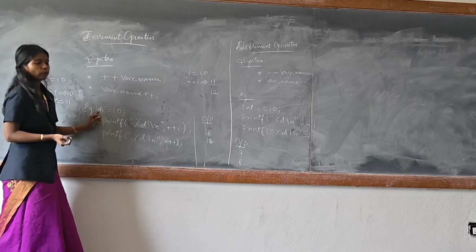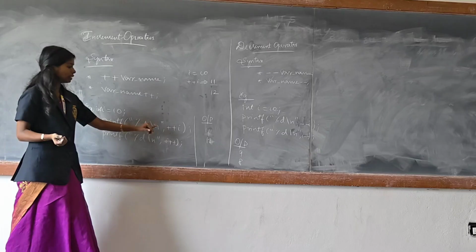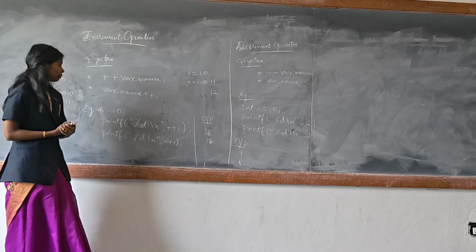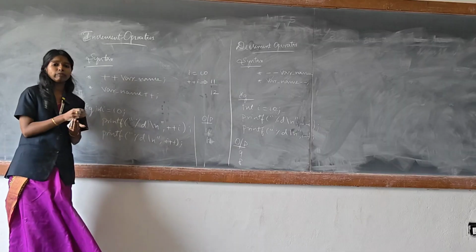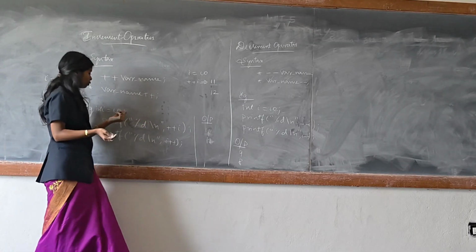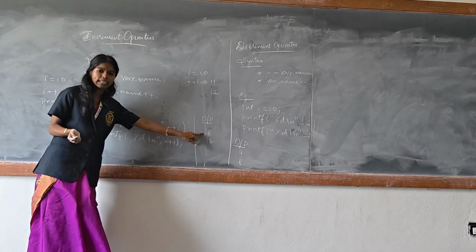Here I have used one small example. Int i equal to 10. Here I have used plus plus variable name, which means first it is incremented and then the expression is performed. So plus plus means 10 plus 1, incremented to 11, so we get the output 11.